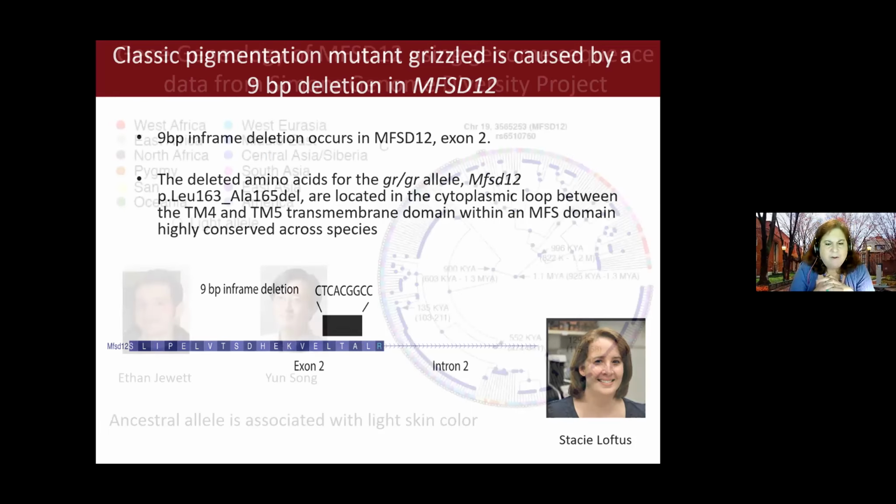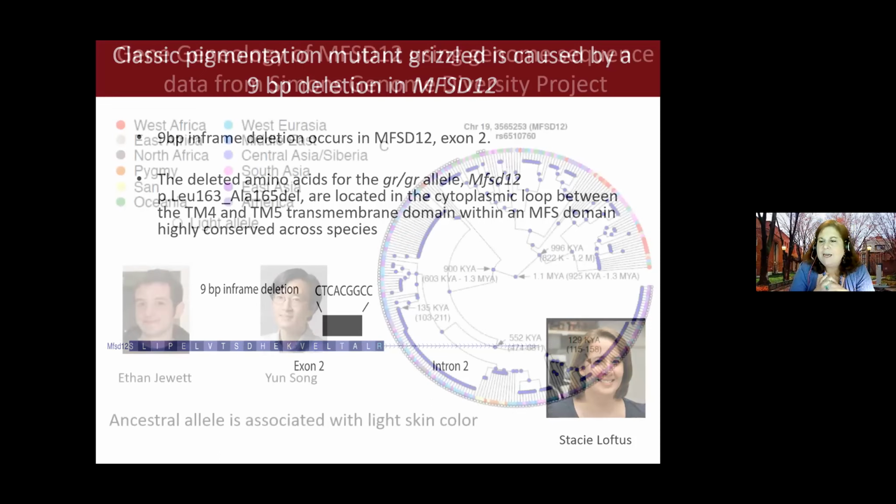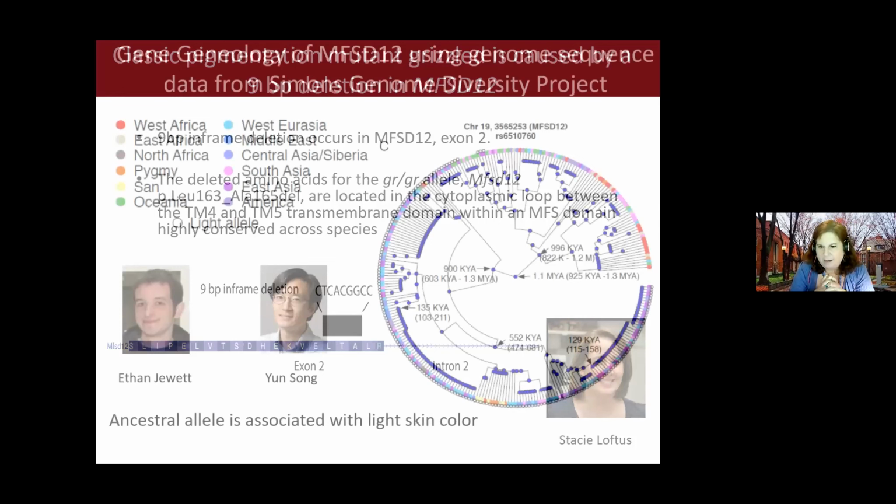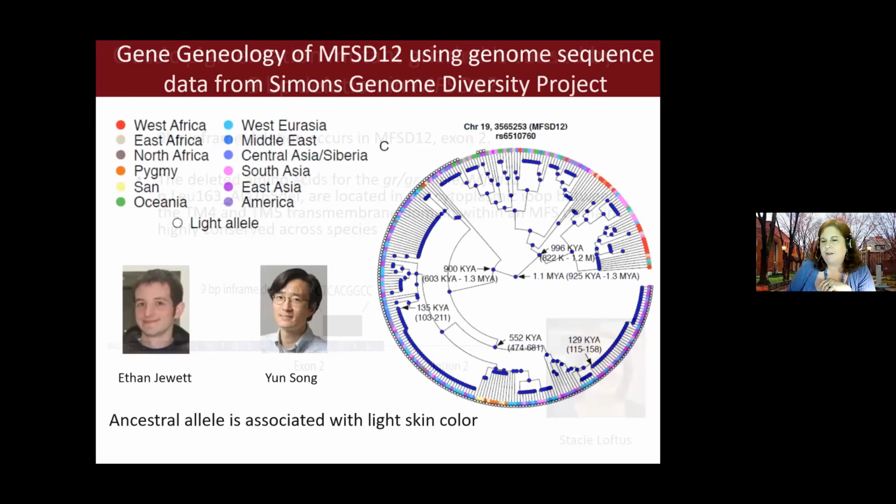Then together with our collaborators, Yoon Song and Ethan Jewett, we constructed gene genealogy using coalescent approaches. So think of this, if you unwrap this, you could kind of think of it like the phylogeny, but at the ends of these branches these are all individuals, and they're color coded by their population of origin. These blues and purples are non-Africans, and then the Africans are shown in reds and oranges and so on. If they have an open circle, it means that this lineage has the light associated allele. And if they don't have that open circle, then they have the dark associated allele.